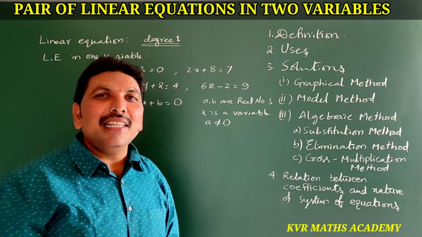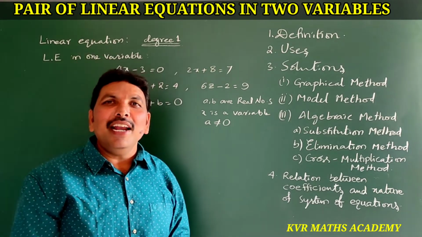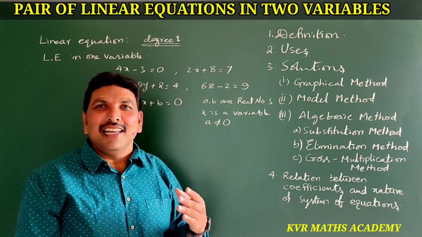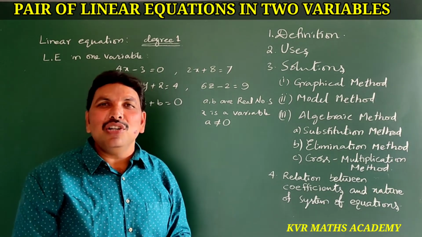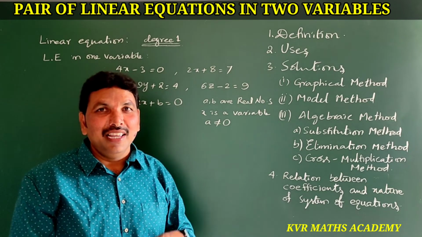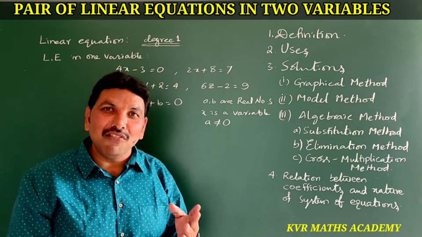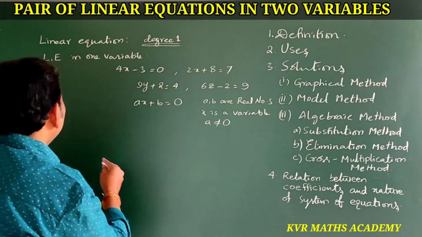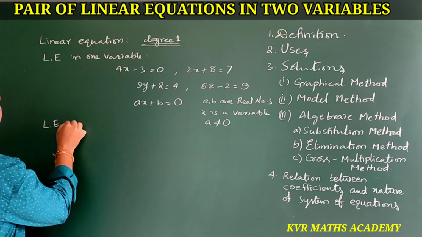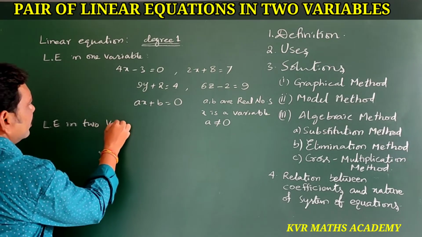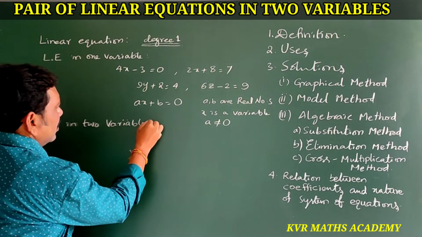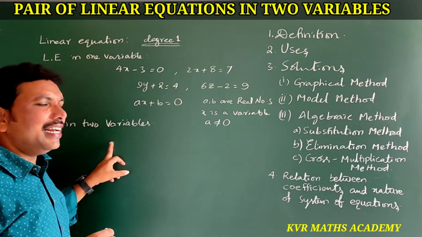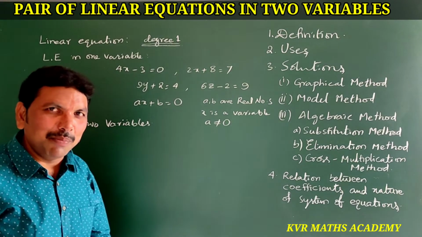Next, what is a linear equation in two variables? A linear equation consisting of two variables is called a linear equation in two variables.